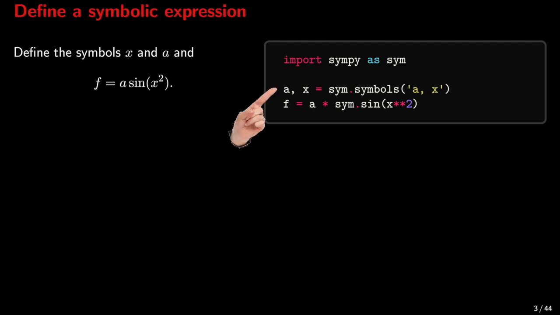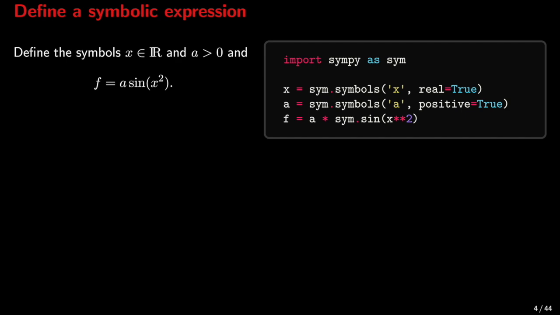We start by defining the symbols like this. Having defined the symbols a and x, we define the symbolic expression f. Note here that the sign function we use is a symbolic sign function from sympy. It is often useful to explain to sympy what sort of symbols we have. For example, here we are specifying that x is a real variable and a is positive. This can be very useful to sympy when performing algebraic manipulations.